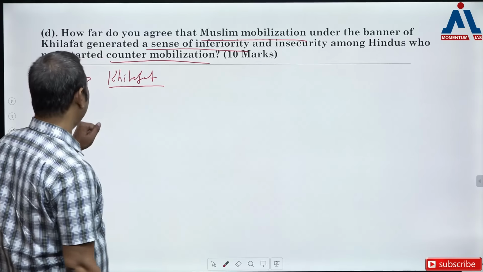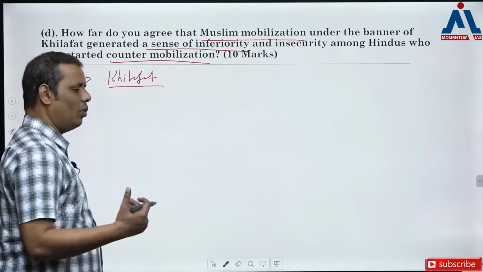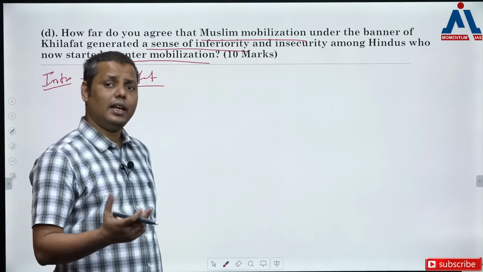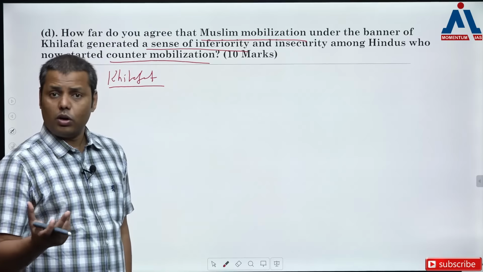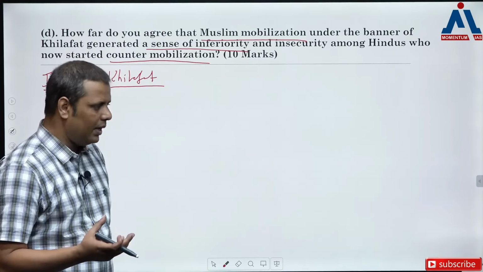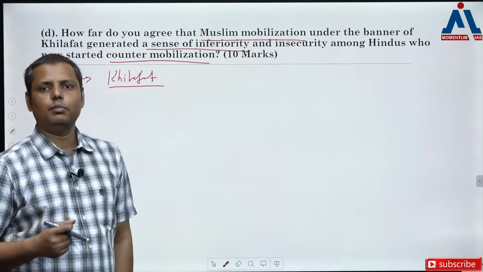At the same time I must say that Khilafat had another objective, and what objective was this? This was simply to establish Muslim politics in India.